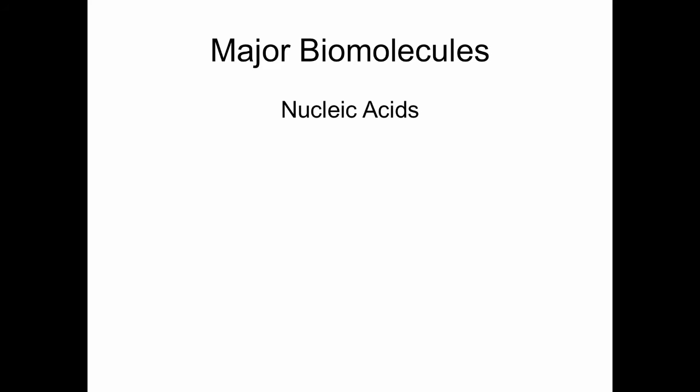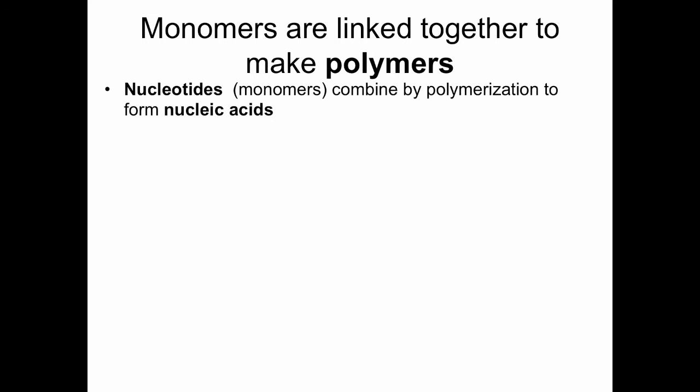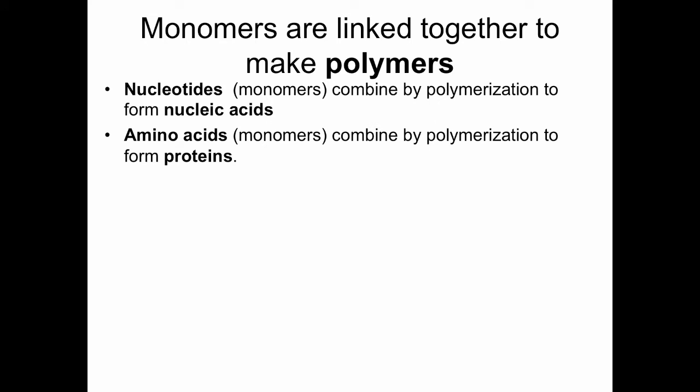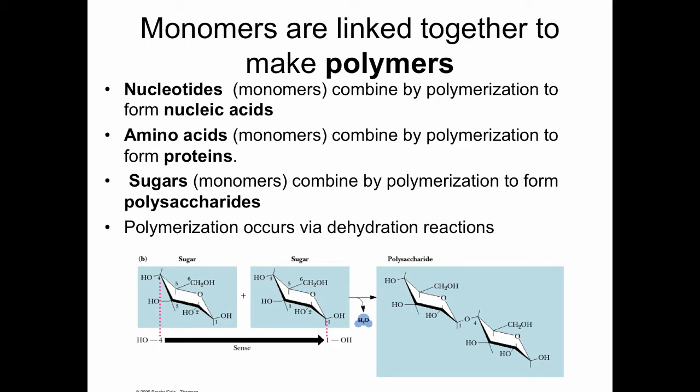There are 4 major types of biomolecules that are the constituents of cells. These are nucleic acids, such as DNA, lipids, proteins, and carbohydrates, such as glucose. Monomers are linked together to make polymers. Monomer nucleotides combine by polymerization reactions to form nucleic acids. Amino acids combine by polymerization to form proteins. And monomers of sugars can combine by polymerization to form polysaccharides. The process of polymerization occurs via dehydration reactions. For example, to link 2 sugar monomers together to make a polysaccharide, a molecule of water must be removed between them.